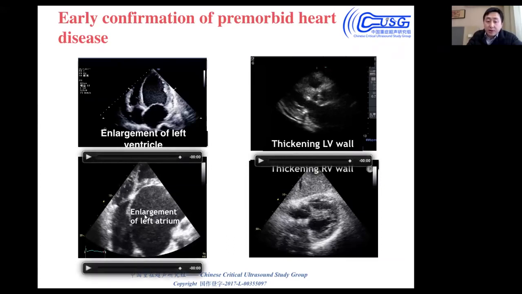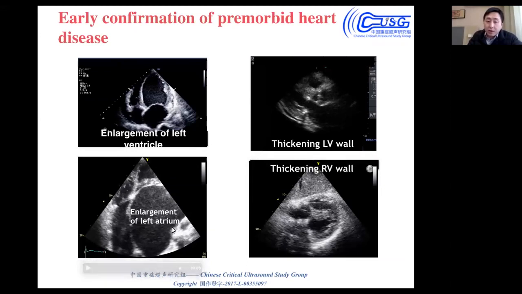In such a patient, you can imagine that the patient is at high risk of pulmonary edema because of the enlargement of the left atrium, right? And also the thickening of the left ventricular wall may indicate that the patient is getting diastolic dysfunction, that maybe the left atrial pressure is high and the patient is at high risk of lung edema.